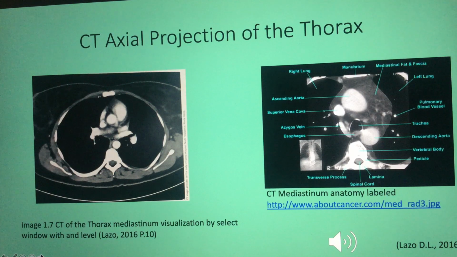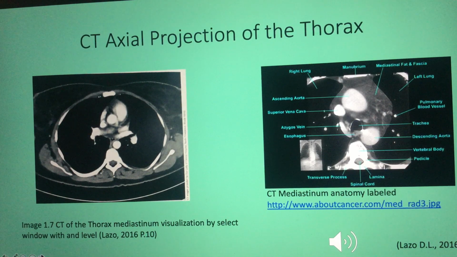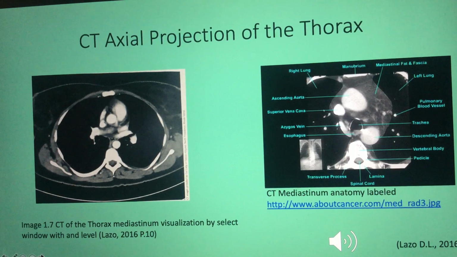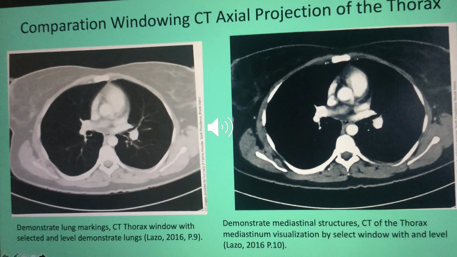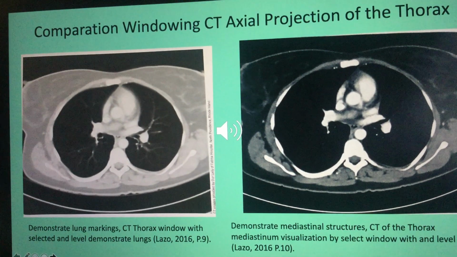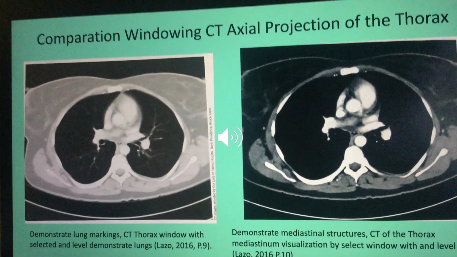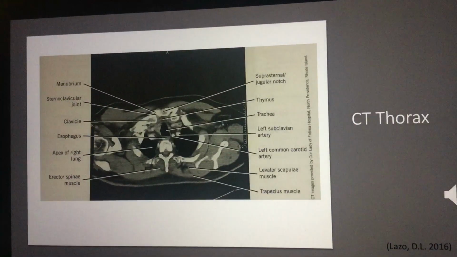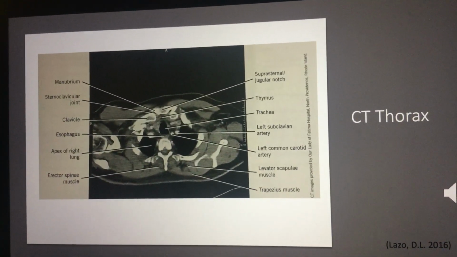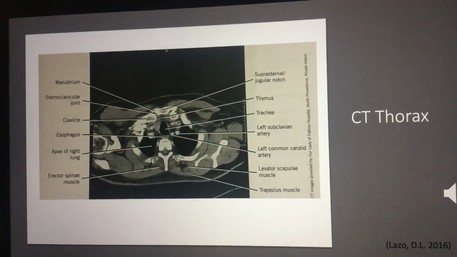This is the same patient with the image with selection of the window width and level to enhance the mediastinum. And you can compare how on your left side you can see the lung markings, and on your right side the lung markings are no longer there, but the bone looks brighter, whiter. This is another image of the CT axial projection of the thorax with the anatomy labeled, and it's self-explanatory.